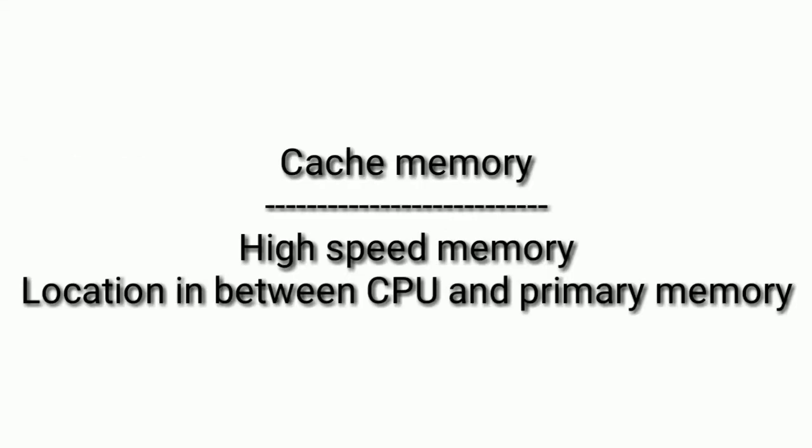Next topic is cache memory. It is a high speed memory which is located in between the CPU and primary memory. Where is the location of cache memory? In between the central processing unit and primary memory. What is the duty of cache memory? It is used for increasing processing speed.